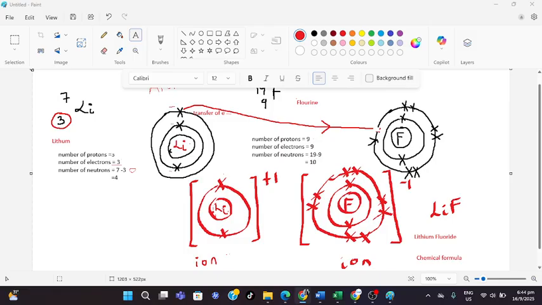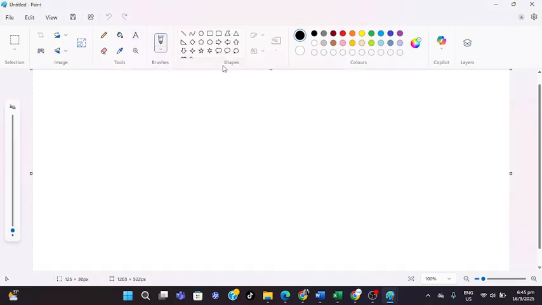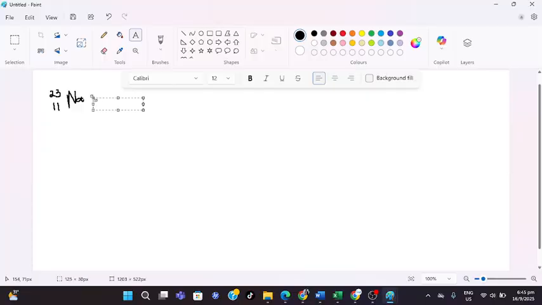So this is the salt we put in our food every day. Looking at the symbol for sodium, you can check our periodic table. The mass number, which is the bigger number, is 23, and the atomic number is 11. The symbol for it is Na, and we're going to call it sodium.